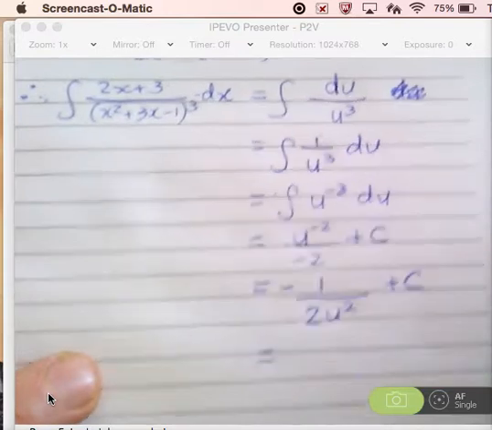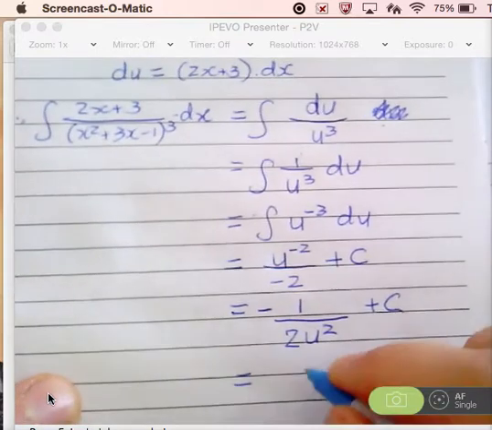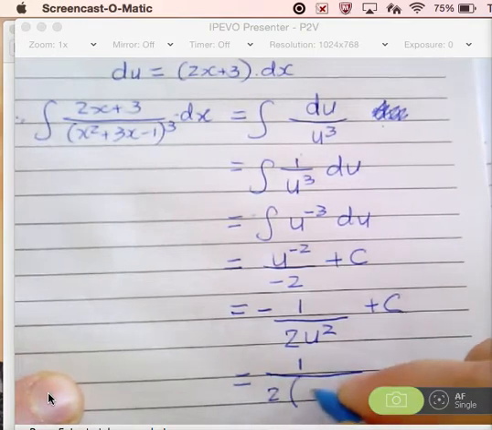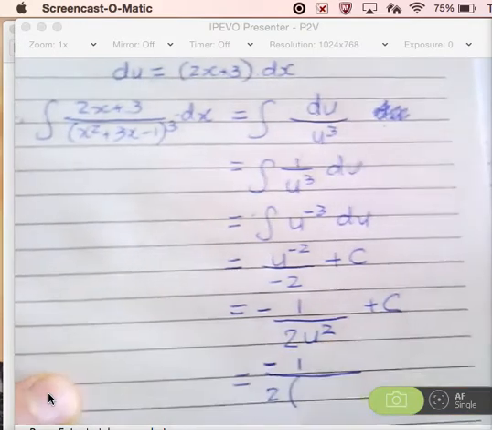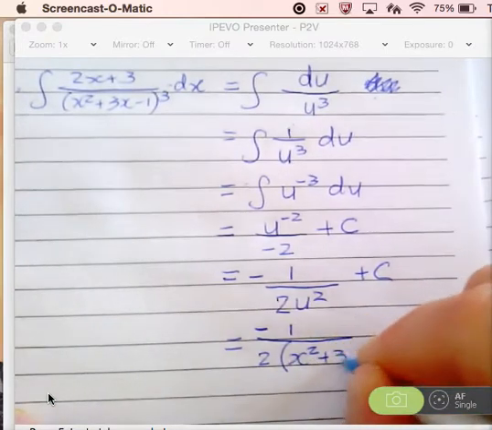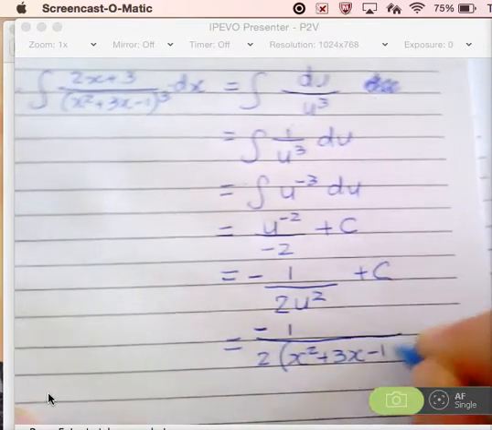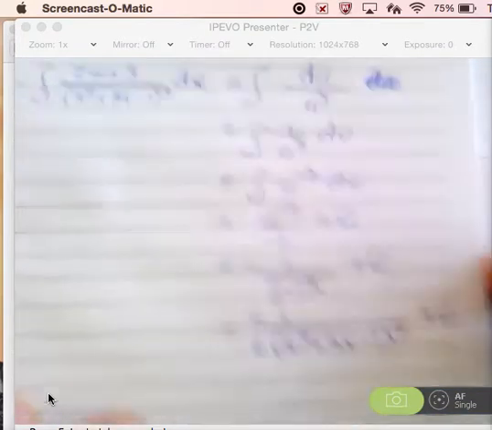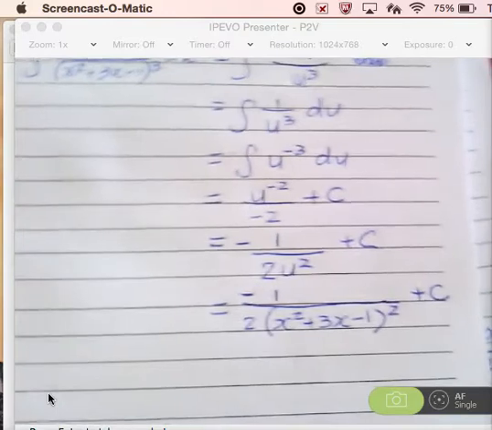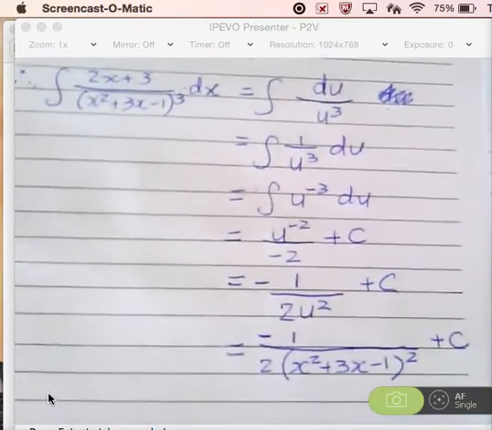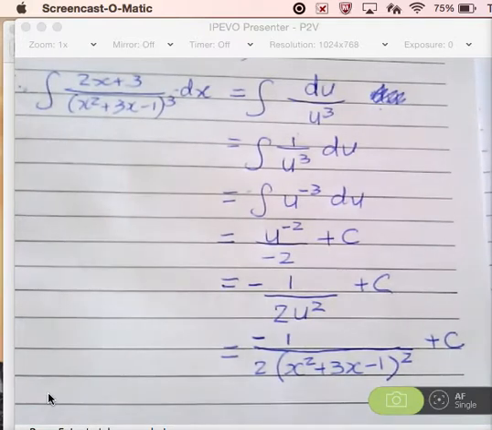And now replace with what u is, which is x² + 3x − 1, squared, plus c. Do you leave it like that? Yeah, you leave it. Make sure you put the x's back in. So we don't have to expand? No.